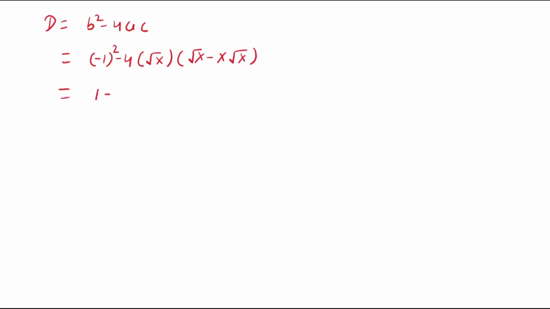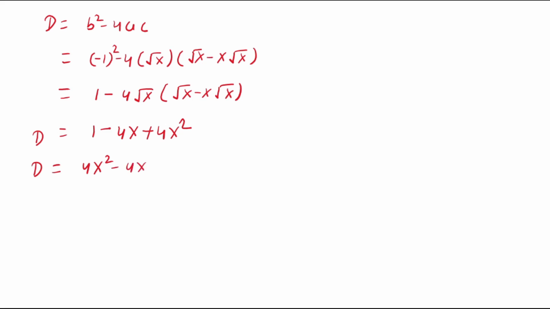Then -1 square is 1, minus 4 times square root of x multiplied by square root of x minus x times square root of x. Then 1 minus 4 times square root of x multiplied by square root of x gives 4 times x, and minus 4 times square root of x multiplied by plus x times square root of x gives plus 4 times x square. Here the discriminant of this quadratic is 4 times x square minus 4 times x plus 1, and we know this expression is a perfect square: 2 times x minus 1 whole square.